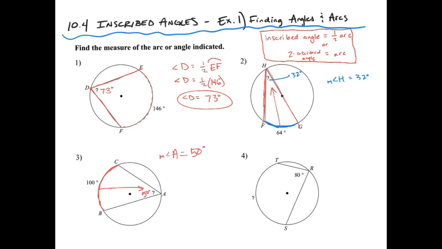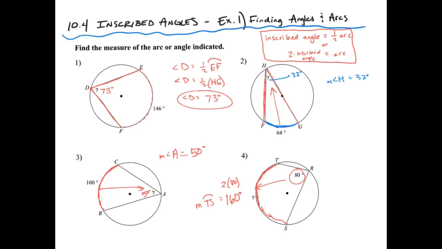Cool. This one's a little different because they give us the angle. So I know that that arc is going to be 2 times, it's going to be double, right? So it's going to be 2 times 80. It's going to be 160 degrees for arc TS. So the measure of arc TS is 160 degrees.